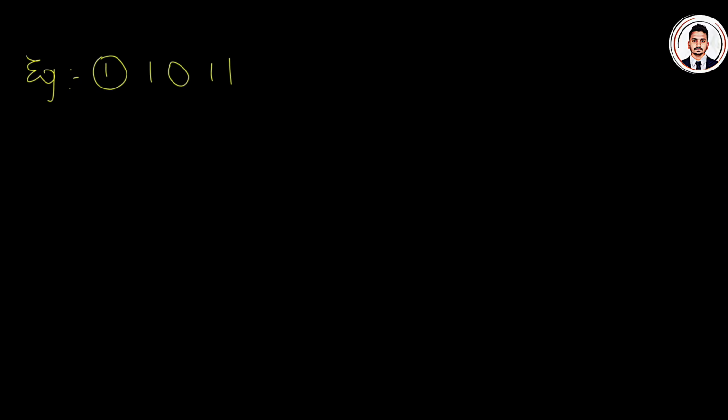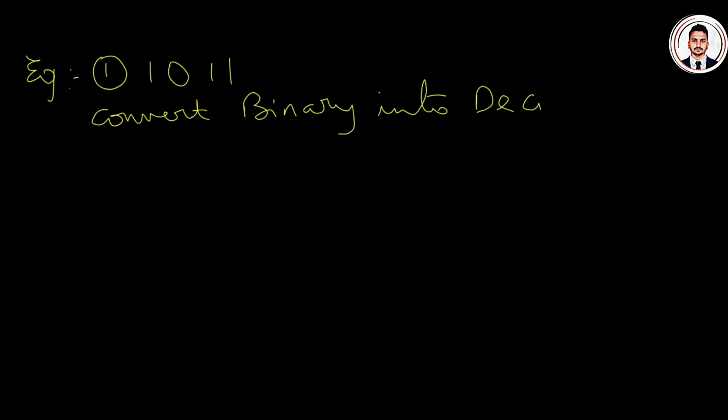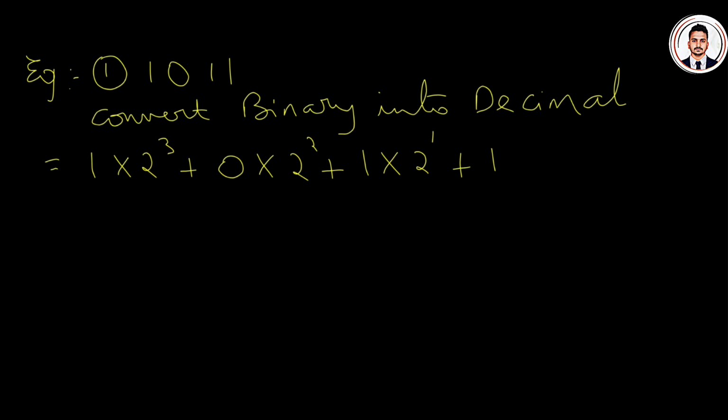So we will convert binary number into decimal so that you can understand how each position represents a power of 2. So convert binary into decimal: 1 into 2 cube plus 0 into 2 square plus 1 into 2 power 1 plus 1 into 2 power 0.